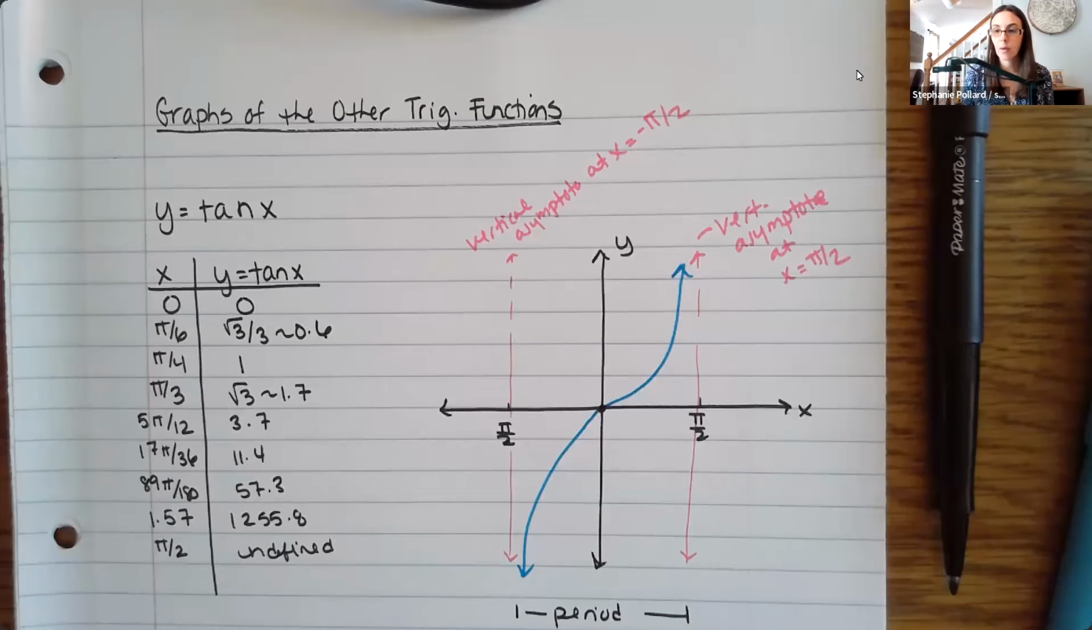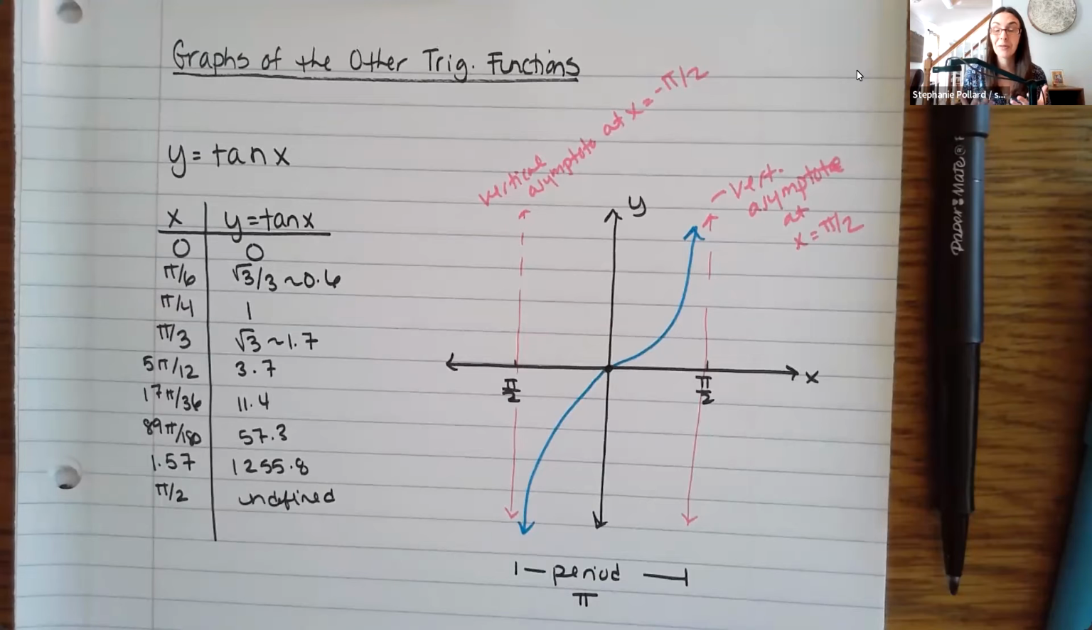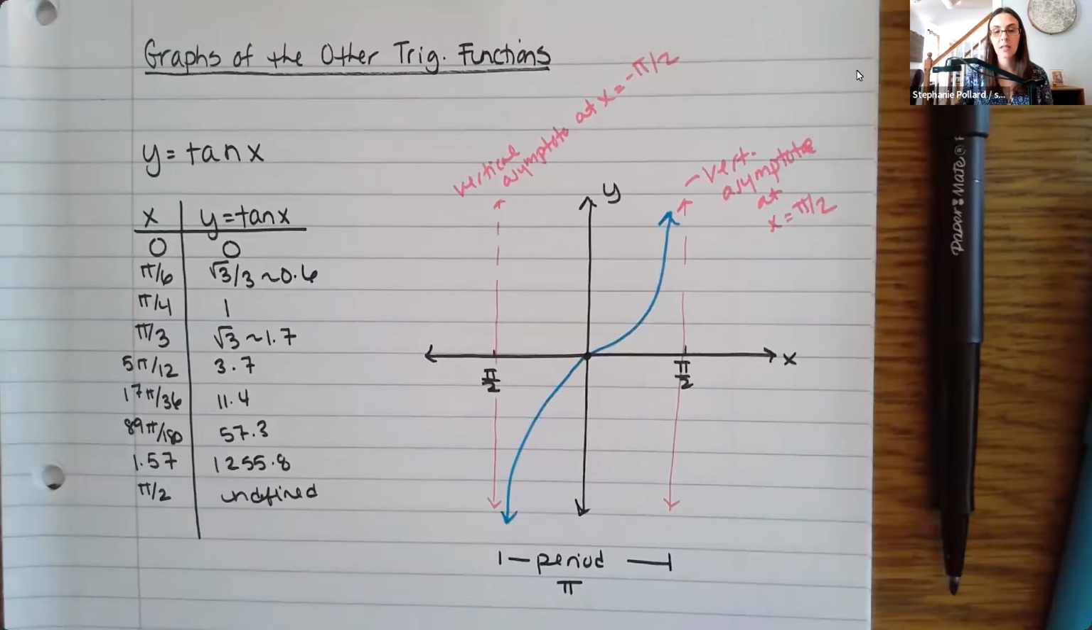Next, let's look at some of the other graphs of the other trig functions. So let's start with tangent. Tangent looks very different. If you don't remember, or if you do remember, I should say, some of the values of tangent are undefined. And what happens there on the graph is that correlates to the graph going up towards infinity or negative infinity in the y direction. And it creates vertical asymptotes.